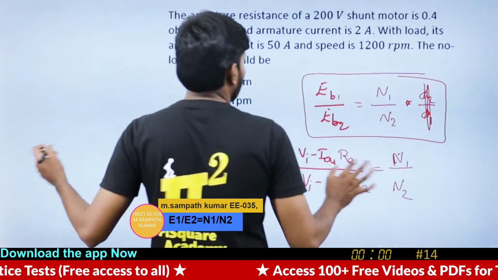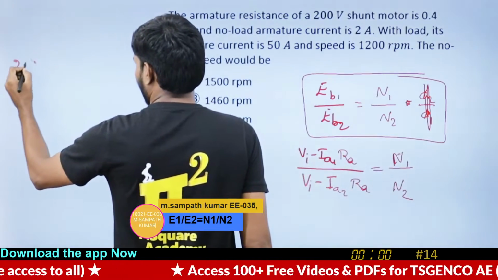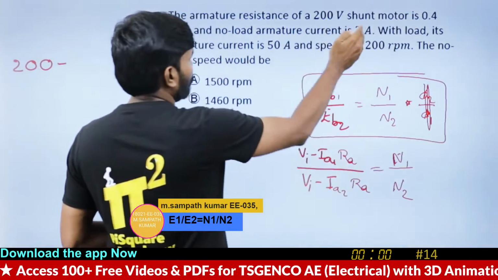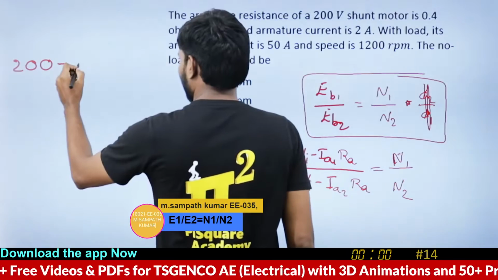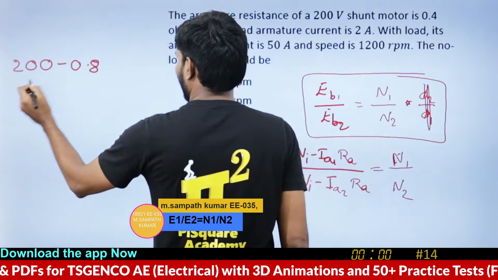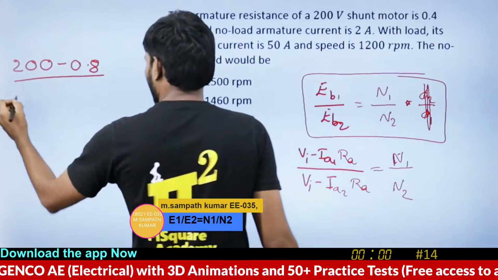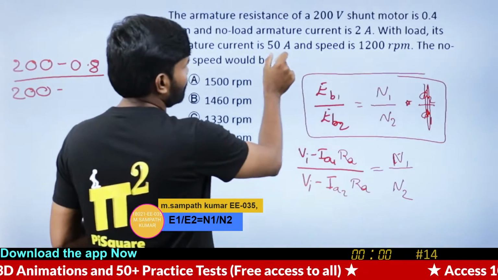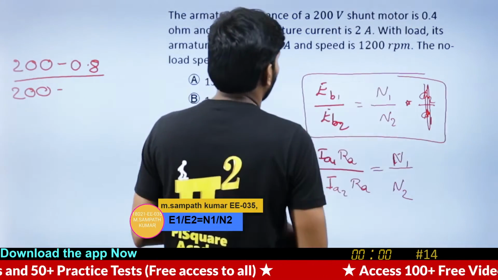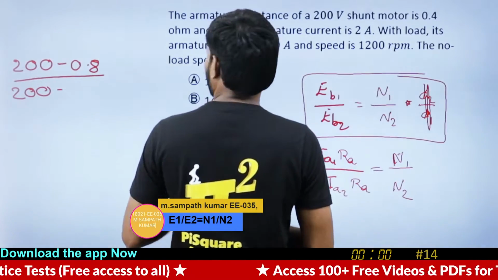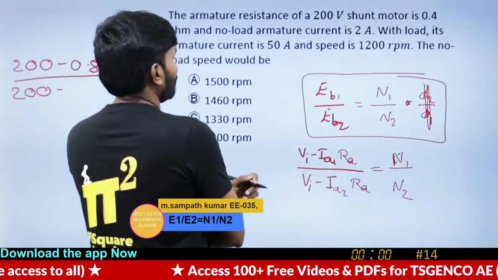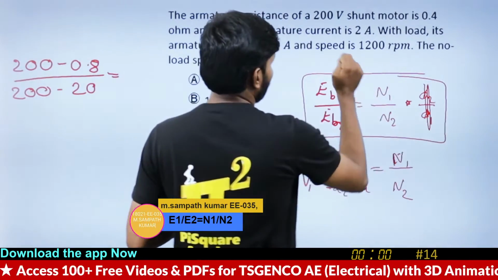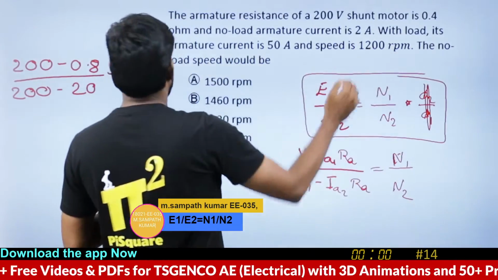Now just plug the numbers here. What's the input voltage? Input voltage is 200. So 200 minus 0.4 into 2 ampere. How much is that? 0.8. This is 0.8 by the same 200 minus IA2 into RA, which is 50 into 0.4. How much is that? It's 20. Is equal to N1. How much is N1? N1 is given as 1200. Good.